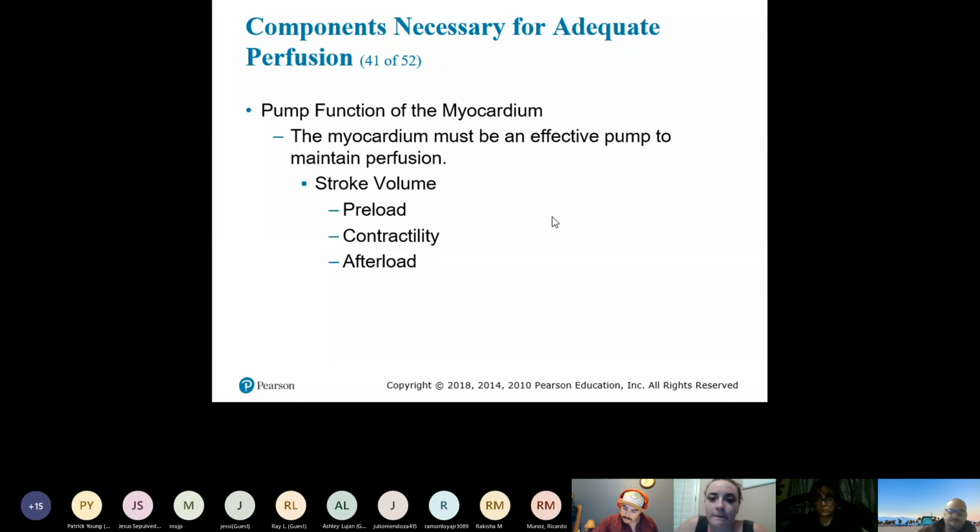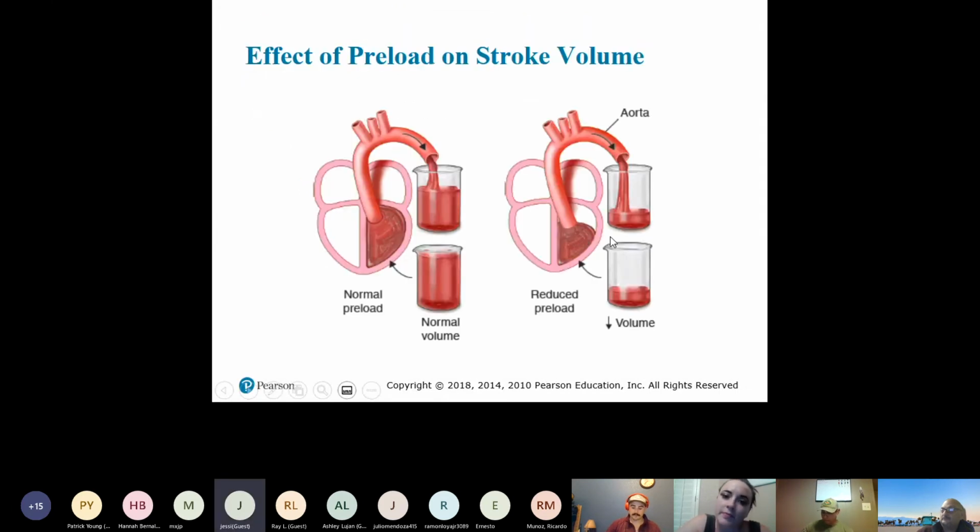So it's preload again? How much pressure is needed to push it out? Nope. It's the amount of blood to be pushed from the right side. Oh, right there you go. The amount of blood available to be pushed out by the right ventricle. What's contractility? The elasticity of the heart? Elasticity of the heart. And then what's afterload? The amount of resistance.